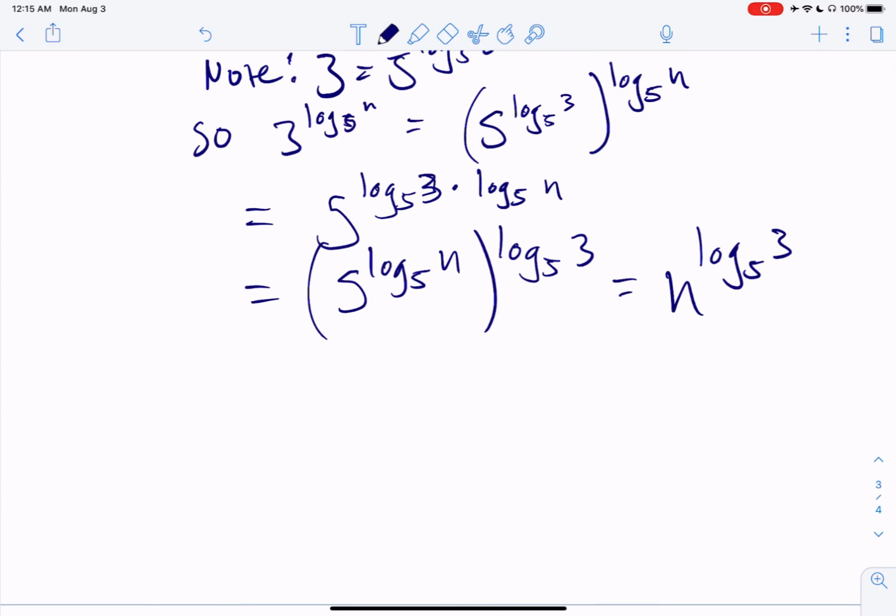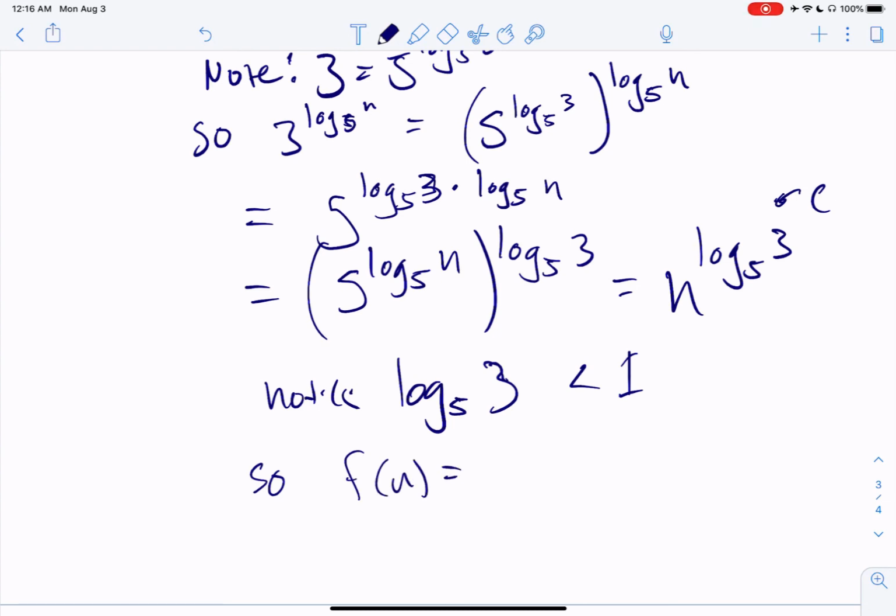Now, this is good. So now we have it. This is our c right here. We've now gotten what our c is. And what we can note from this is that log base 5 of 3 is actually less than 1, right? It's less than 1 because the base is smaller than the argument of the log. So in this case, f of n equals big O of n. That's because it doesn't grow any faster.